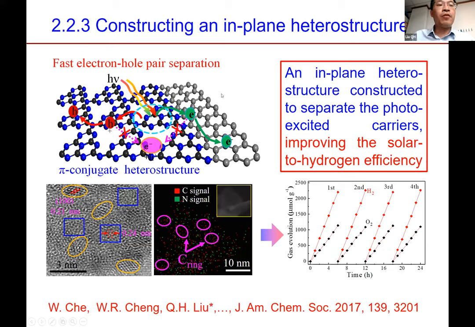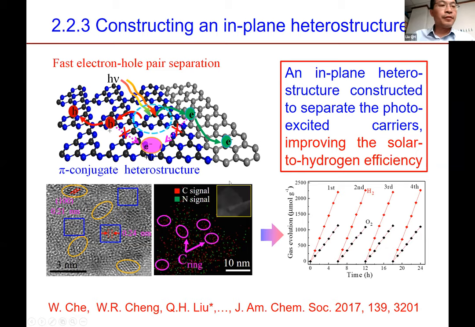In the last example, we constructed an in-plane heterostructure based on carbon nitride. The carbon nitride and the graphite carbon form the heterostructure in the plane of the carbon nitride. The carbon nitride catches holes and the graphite carbon catches electrons. This greatly improves the separation efficiency of the photoexcited holes and electrons in the photocatalyst.